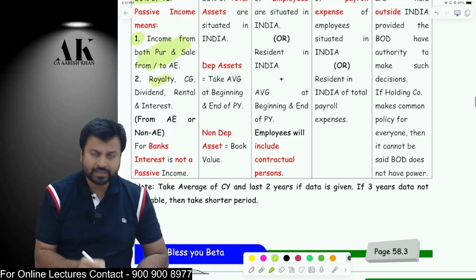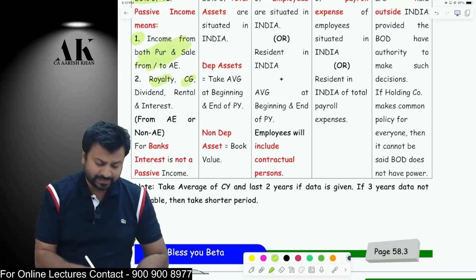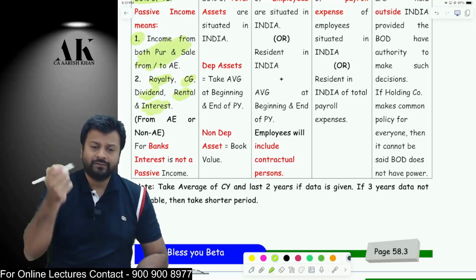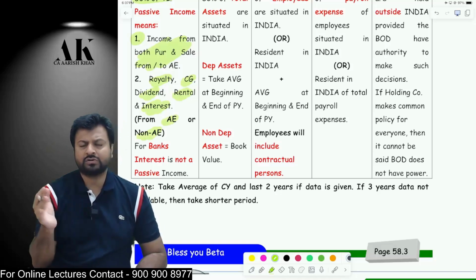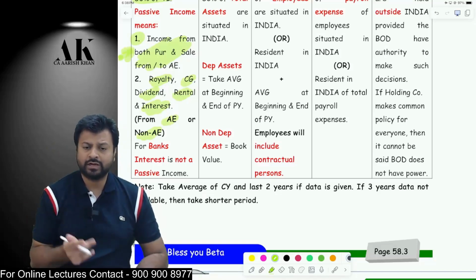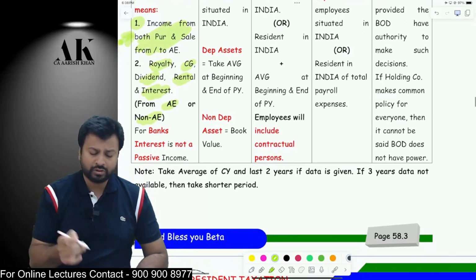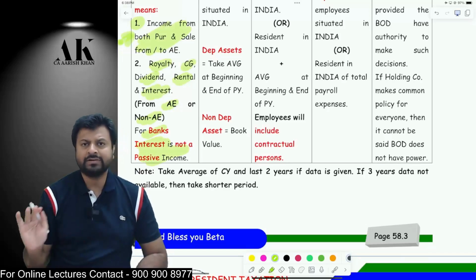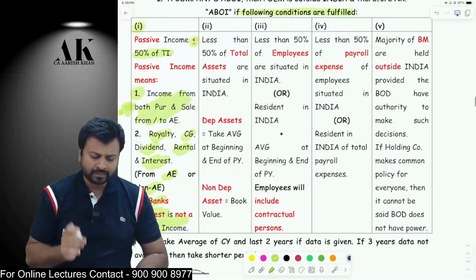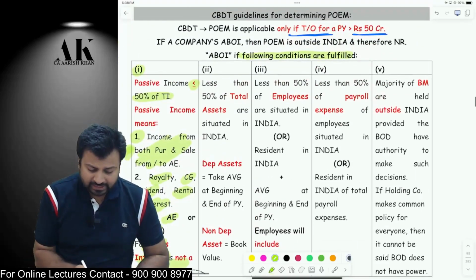Second, royalty is always passive, capital gain is always passive, dividend is always passive, rent is always passive, interest is always passive. Whether I earn from an associate enterprise or a non-associate enterprise, it doesn't matter here. In the first type it matters whether you are buying and selling from an associate enterprise; in point number 2, it doesn't matter. One more thing, for banks, interest is not a passive income. So if your foreign company is a banking company, then for the bank, interest will be called an active income.